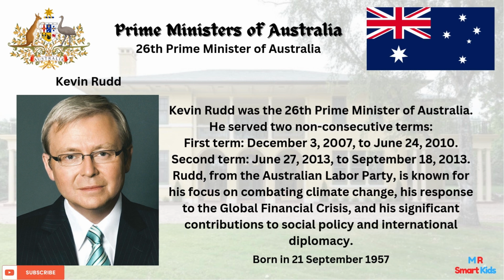Kevin Rudd was the 26th Prime Minister of Australia. He served 2 non-consecutive terms, first term, December 3, 2007, to June 24, 2010. Second term, June 27, 2013, to September 18, 2013. Rudd, from the Australian Labor Party, is known for his focus on combating climate change, his response to the global financial crisis, and his significant contributions to social policy and international diplomacy. He was born on September 21, 1957.